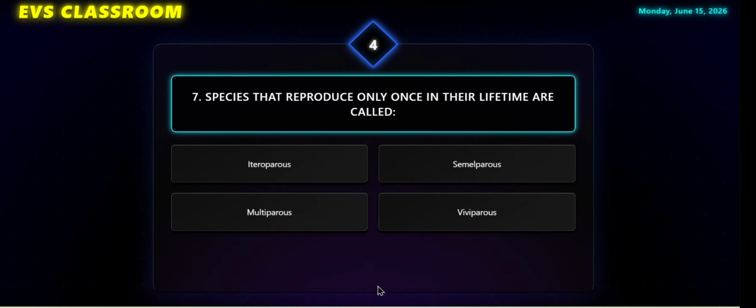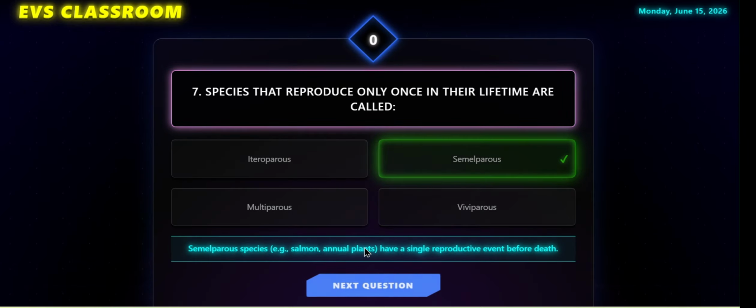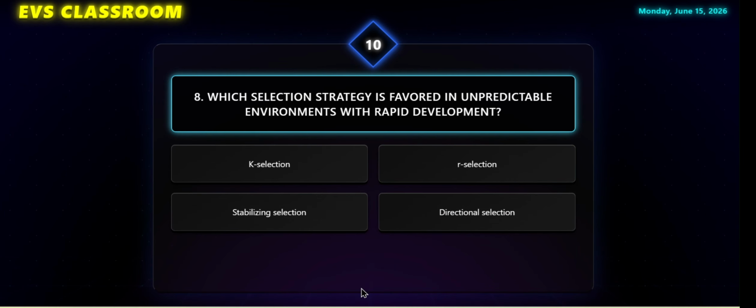Species that reproduce only once in their lifetime are called semelparous species. For example, salmon and annual plants have a single reproductive event before death.